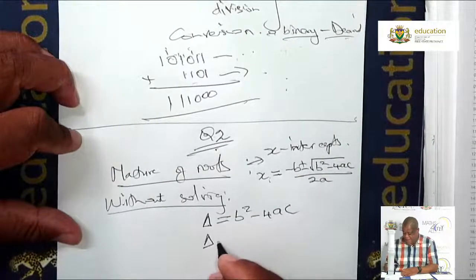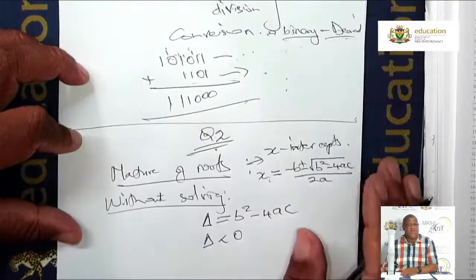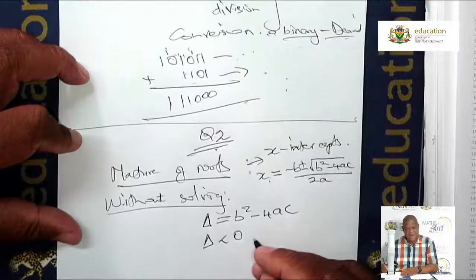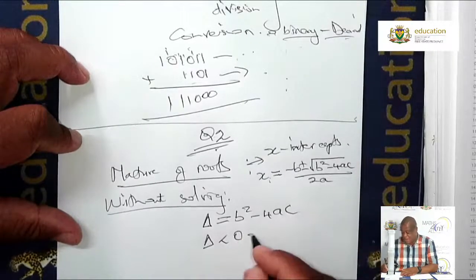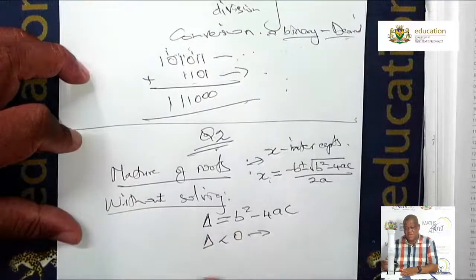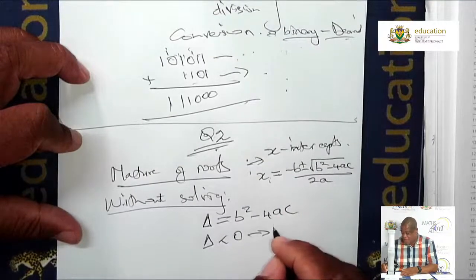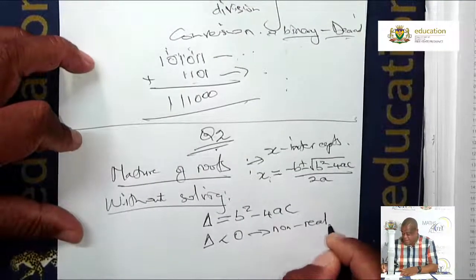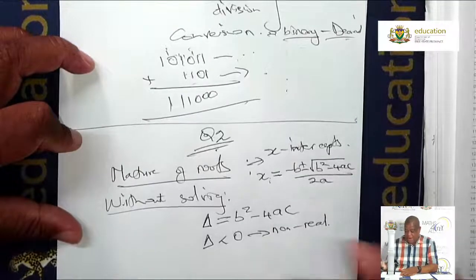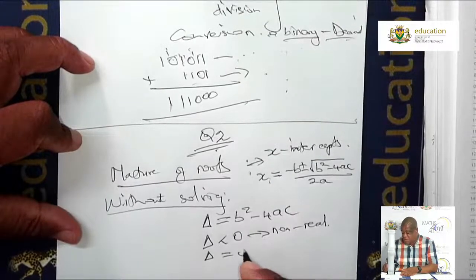Sometimes you may find that the discriminant is a number which is less than 0. And once we're talking of a number less than 0, of course, we're talking of a negative number. And once it's a negative number, we must know we're talking now to the complex numbers, the imaginary numbers. So once you get a negative discriminant, it's telling us that our roots are non-real, or somebody will just use the word imaginary.